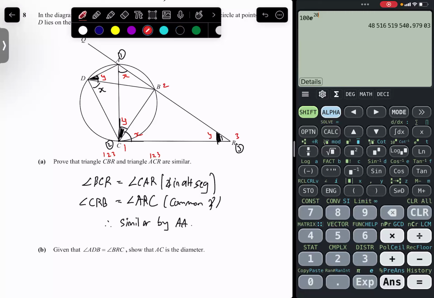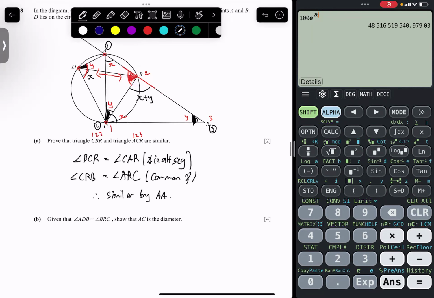Because this is a cyclic quadrilateral, 4 points on a circle, angle ADC plus angle ABC will add up to 180 degrees. But this angle lies on a straight line, so this red angle plus this open side down here will also be 180. So these two angles must be angle X and angle Y. All right, let's write down the proof.